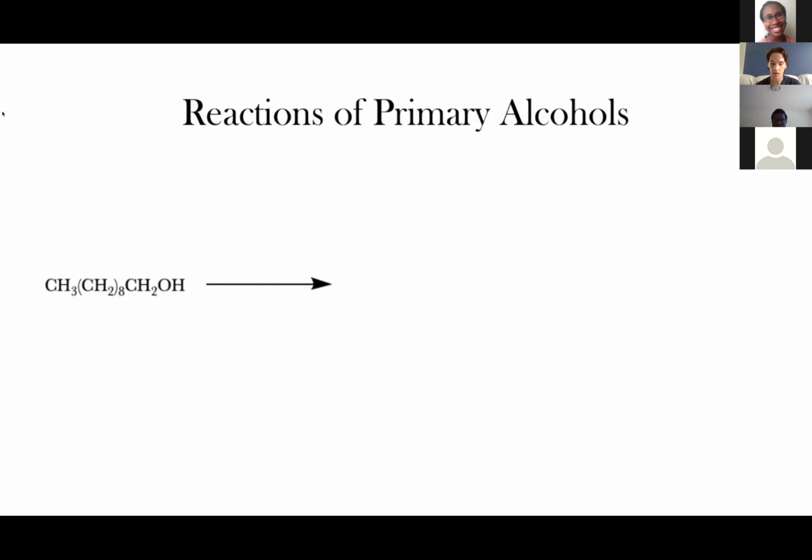Okay, so still looking at primary alcohols, except we're going to be taking a look at a new reagent. So this one we're going to call PCC, which stands for pyridinium chlorochromate, which is basically this complex right here.